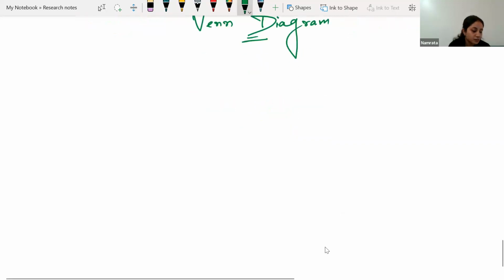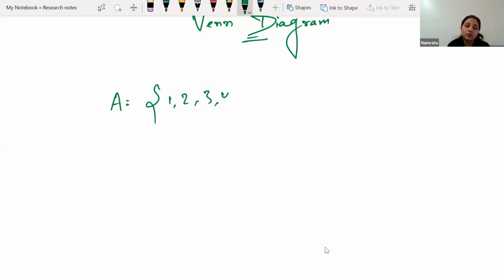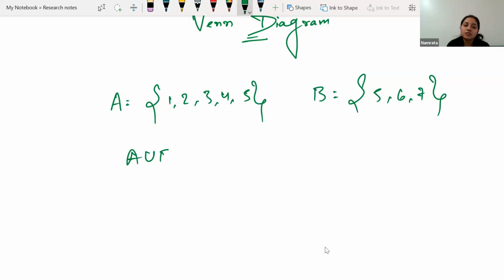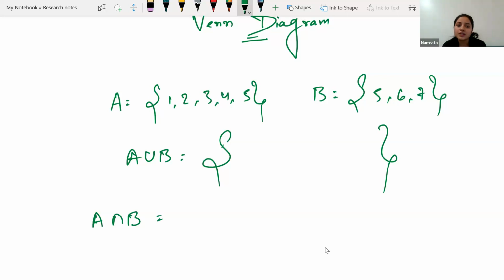Okay. So union of two sets. If there is a set A, 1, 2, 3, 4, 5, and if there is a set B that is 5, 6, 7, then what will be the union of these two sets? Let me know quickly. Anyone? What will be the union of these two sets? 1, 2, 3, 4, 5, 6, 7.